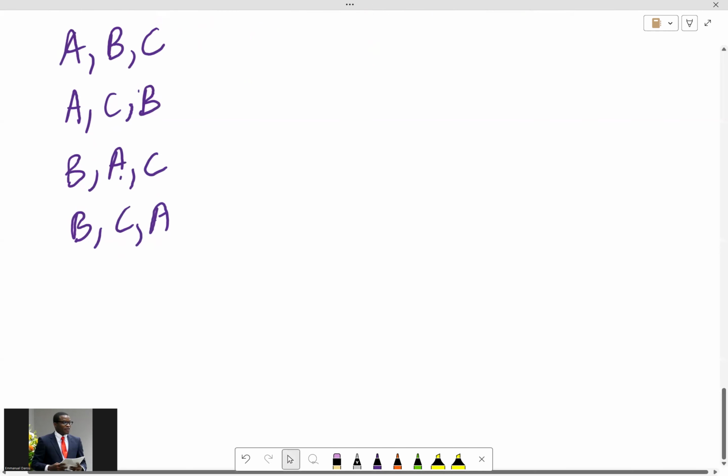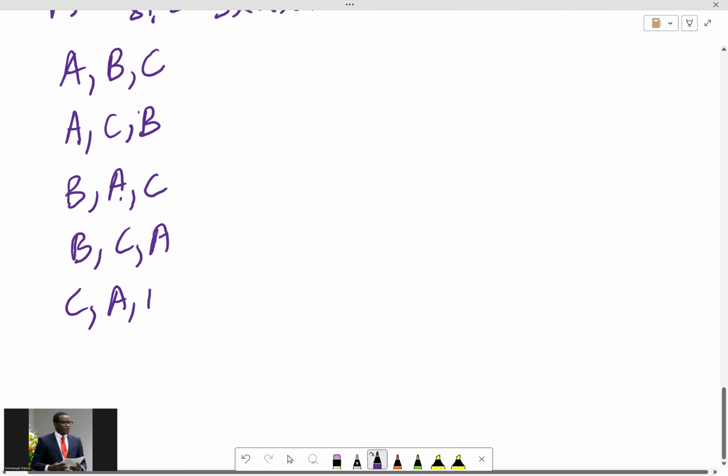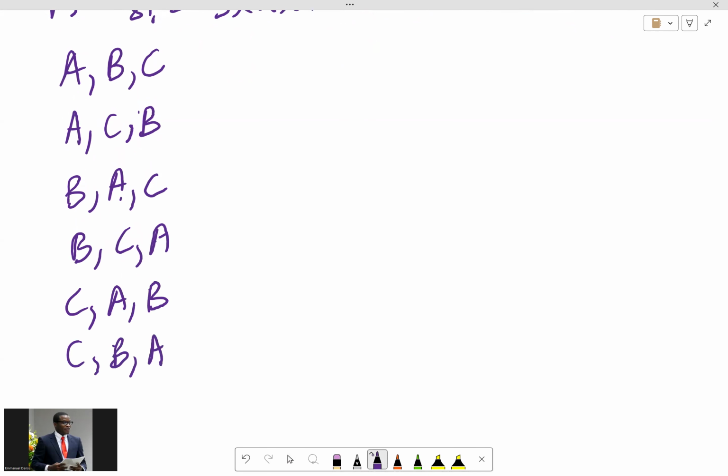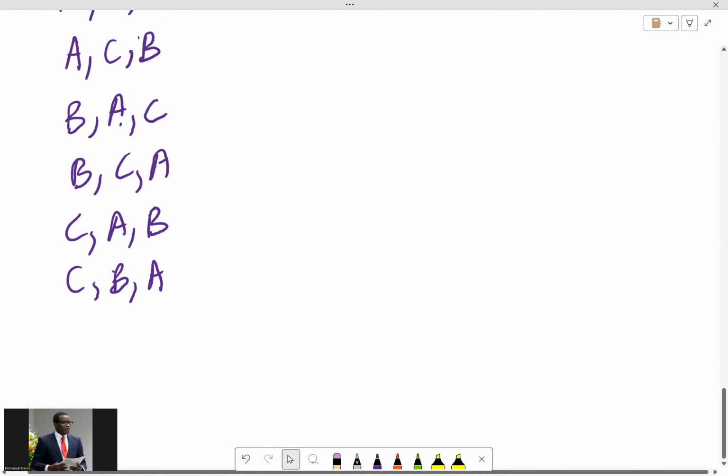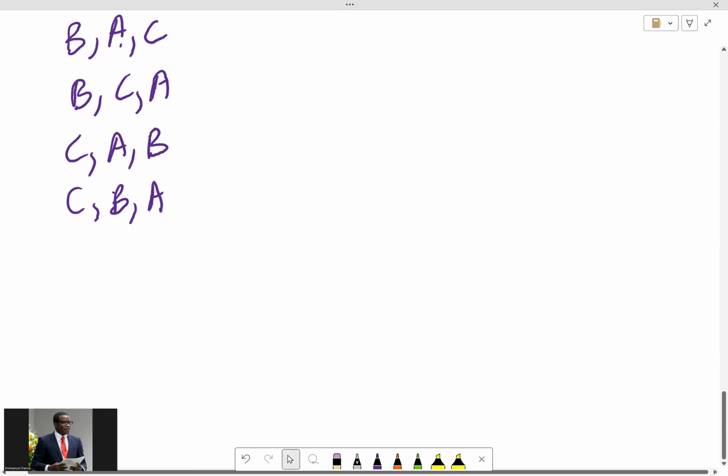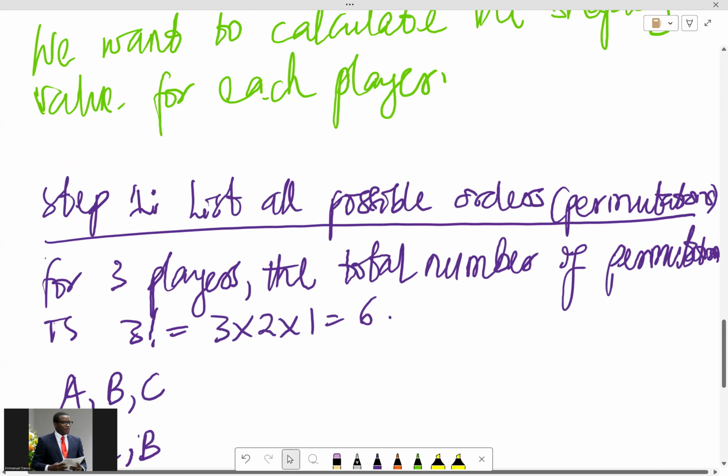And then we can have C, A, B, as well as C, B, A. So these are the possible orders in which the coalition can be formed. We can imagine that the first player in the coalition is probably the person who starts the idea, and the second person is the first person who buys into that idea formed by the first person, and then the last person is the last to join the coalition. The order in which they join really matters, and that's why we have to do this.